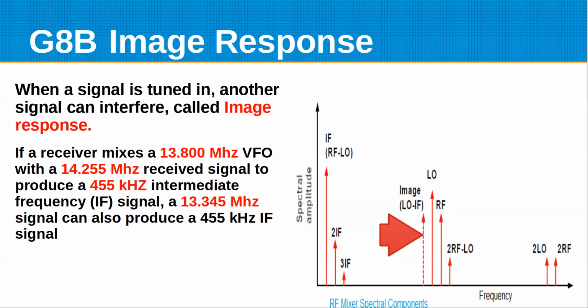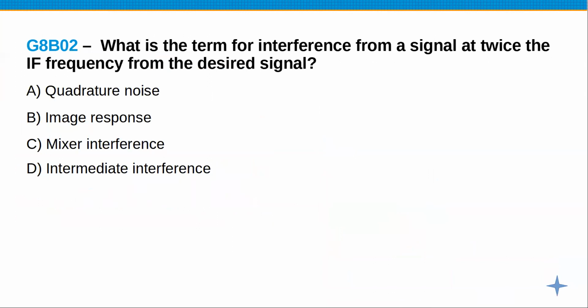And I guess the key thing is with the image response, the way they're going to word it in the question is if it's twice the IF frequency, which is in this case 455 and 455. So it's coming in at twice the IF frequency difference from the one you want. And then you would see it as an image in your IF. So what is the term for interference from a signal at twice the IF frequency from the desired signal?